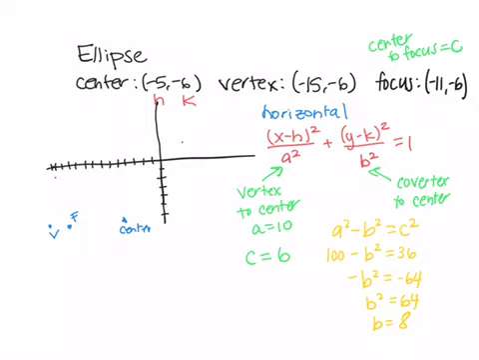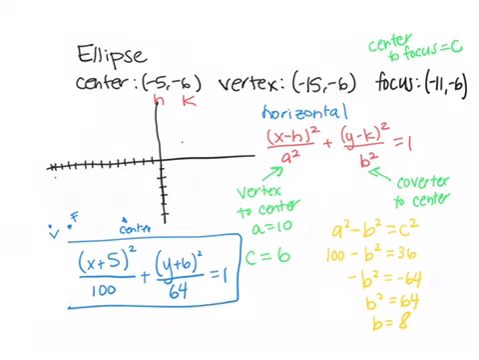So now you have everything you need to be able to fill in this equation. So if we create the equation, we would have x minus h. So that would be x plus 5 squared over a squared. A squared is 100 plus y minus k. So y plus 6 squared over b squared. We found out that b is 8, so b squared is 64 equals 1. This is the equation of your ellipse.